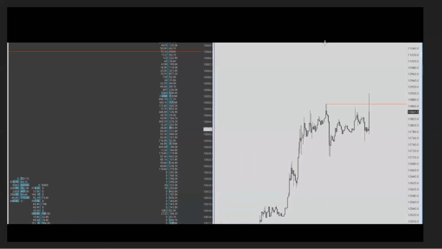And I can't remember what the context was here, but I didn't take this trade, so I can't have been all that interested in the level.